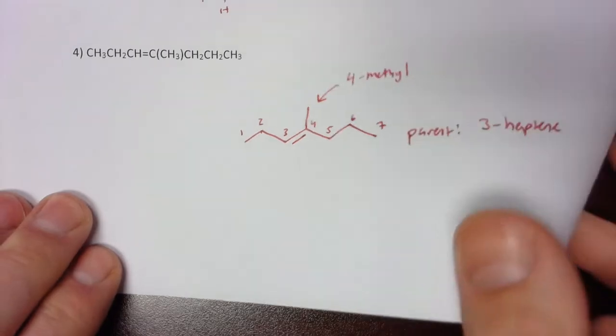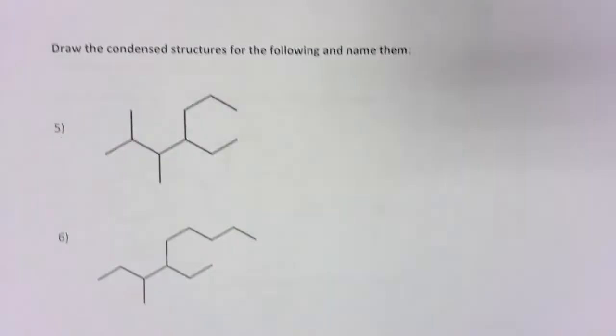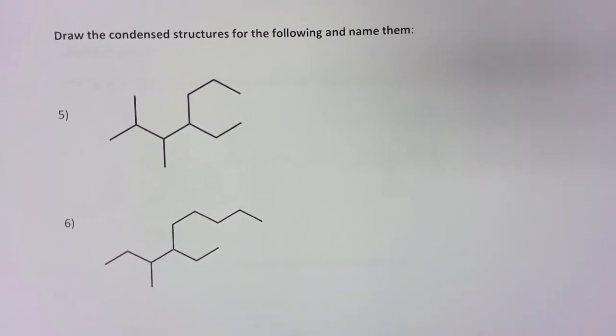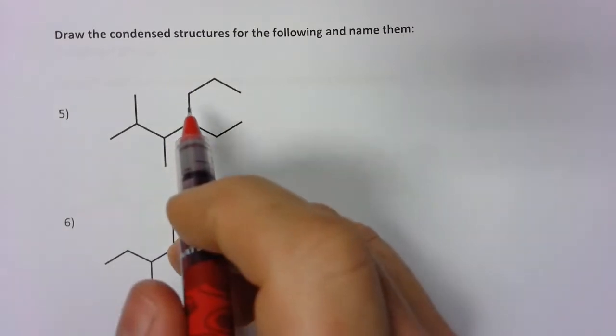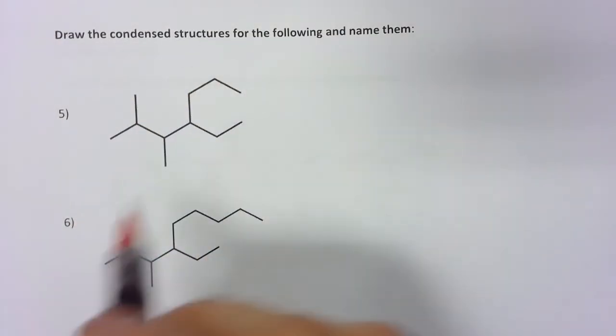All right, next page. Okay, so this is kind of going in the reverse. We have skeletal structures and need to draw condensed structures for the following and name them.